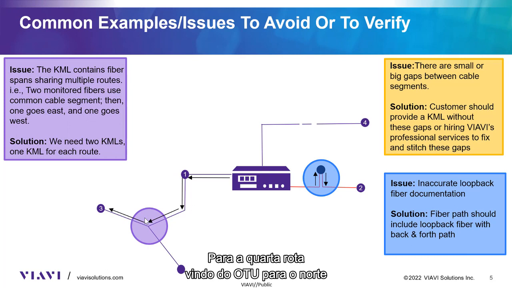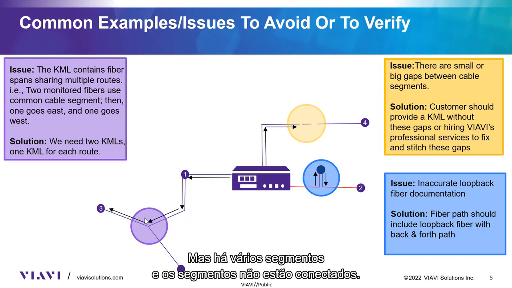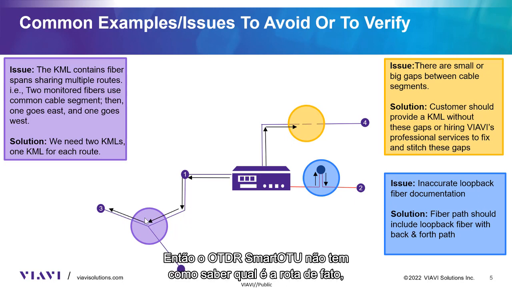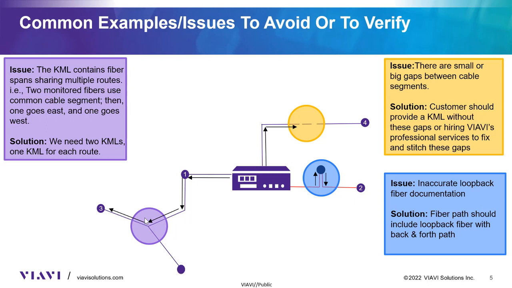For the fourth route, coming from the OTU, it's due north and then due east. However, there's multiple segments and the segments are not connected. So the OTDR and Smart OTU has no way of knowing what the route actually is. This one can be monitored if it's corrected.